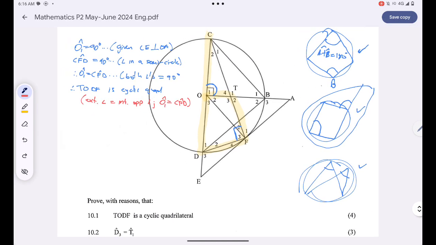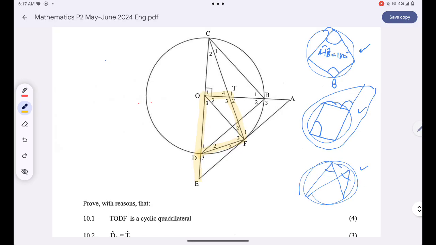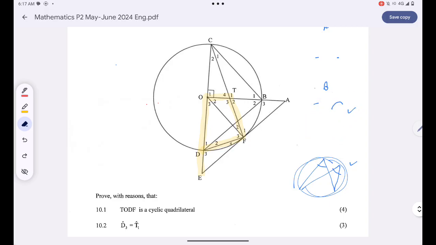Are you together? Okay, the next question, I'm supposed to show that angle D3 is equal to angle T1. How can I show that? Remember that, guys, I've already proven that I have a cyclic quad. Let me draw it like this. And D3 is an exterior angle of my cyclic quad.